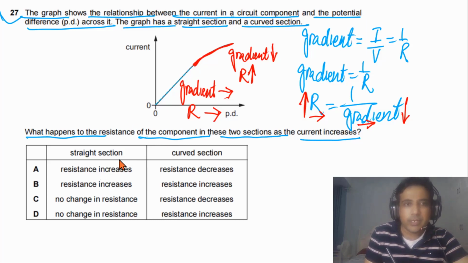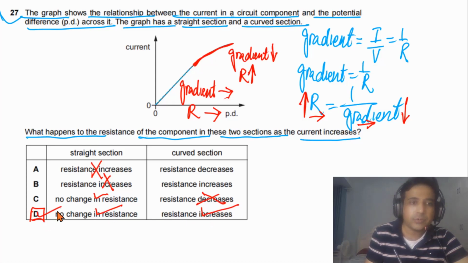So in the first part, resistance remains constant. So this is not a possible answer. This is not. No change in resistance. This one is correct. The resistance decreases? No, resistance is increasing. So this is incorrect. So the answer for this question is D, because no change in resistance, then resistance increases. So the answer is D.